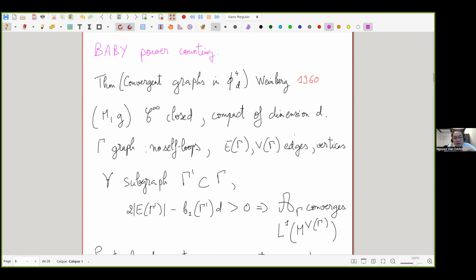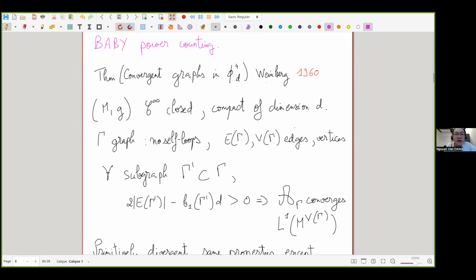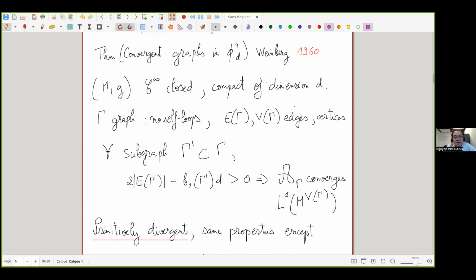Now I want to come to the main theorem of the first part of my talk, which I call baby power counting. It is a baby case of one of the main tools we use in our paper to control Feynman amplitudes for the SPDE. Here I present a much simplified version of what we use in the context of perturbative Phi^4_3. This is very closely related to the power counting theorem of Weinberg in 1960.